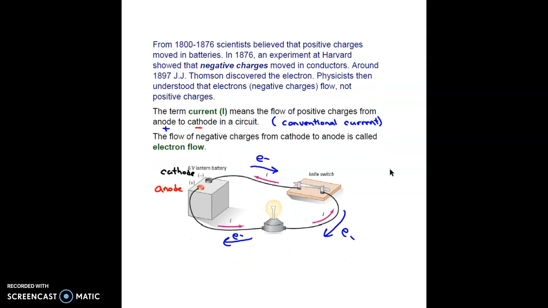If you look at this diagram of a circuit, we start at the battery. Let's look for current. The positive charges are going to come out of the anode, out of the positive end, and they're going to flow. Follow the red arrow. They're going to flow into the cathode end, into the negative end. That's known as conventional current. Then the opposite, the electron flow, starts at the negative end, the cathode, and goes into the anode, following the blue arrow.